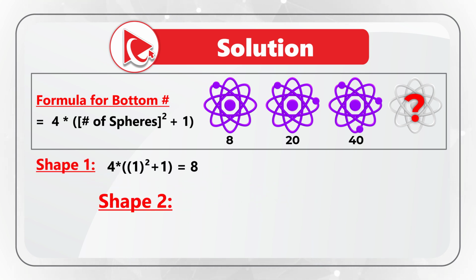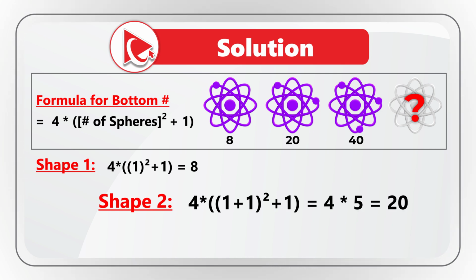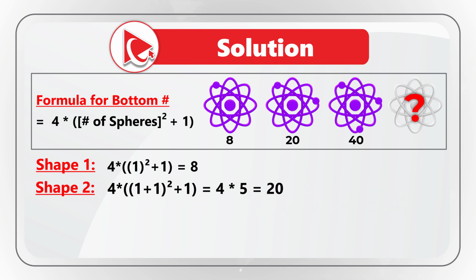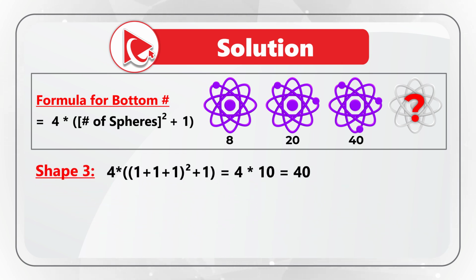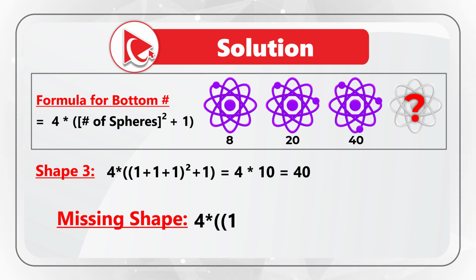For the second shape, 4 multiplied by (2 squared plus 1), which is 4 plus 1, equals 4 multiplied by 5 equals 20. For the third shape, we need to multiply 4 by (3 squared plus 1) equals 4 multiplied by 10 equals 40. So to calculate the bottom number for the missing shape, we need to multiply 4 by (4 squared plus 1) equals 4 multiplied by 17 equals 68.